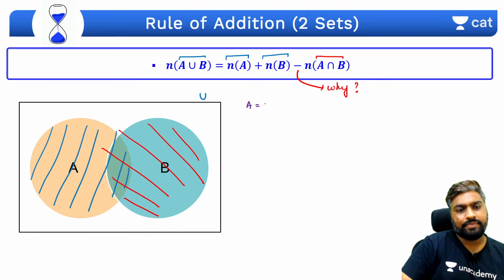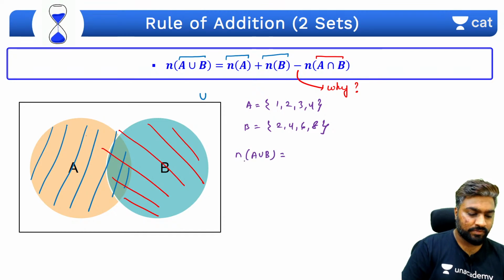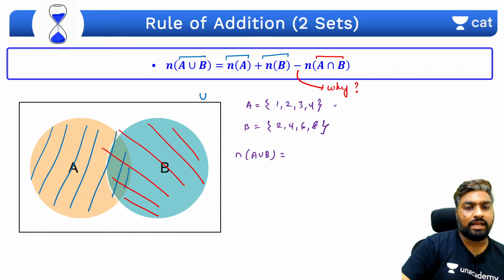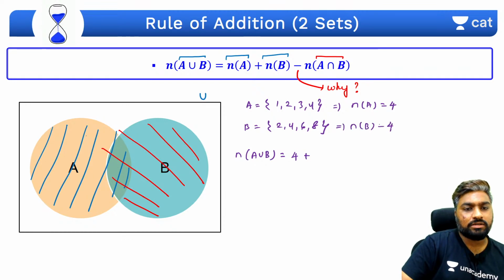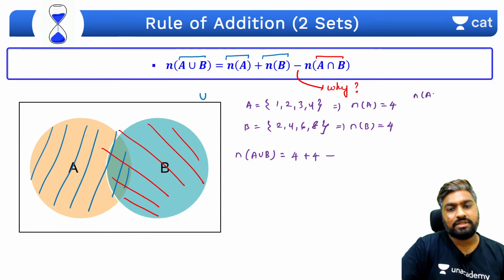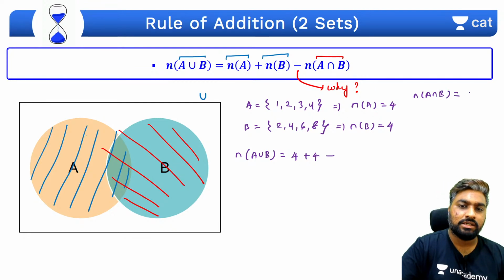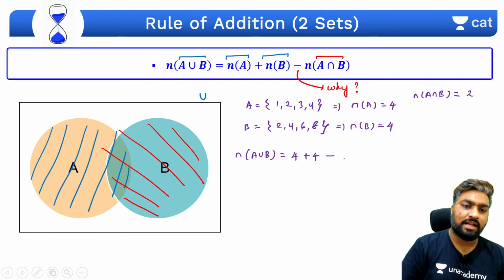Same example. A has 1, 2, 3, 4. B has 2, 4, 6, 8. If I want to find the number of terms that belong in A union B, what am I going to do? I'm going to take the number of terms that belong in A, which is 4, plus the number of terms in B, which is 4 again, minus the number of terms in A intersection B, which is 2 and 4. So there are 2 terms, correct? I'll have to remove that.